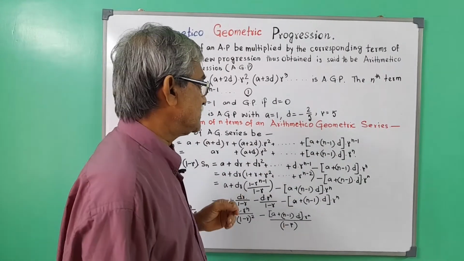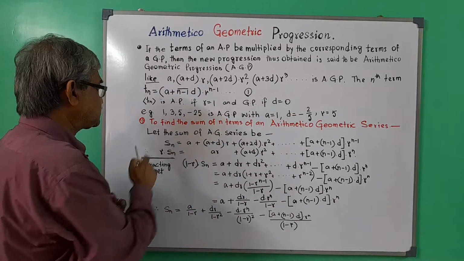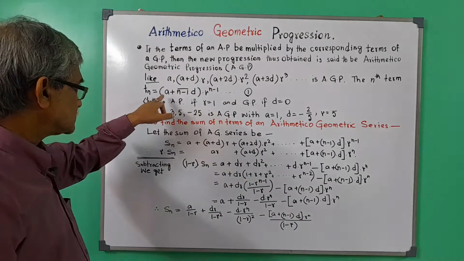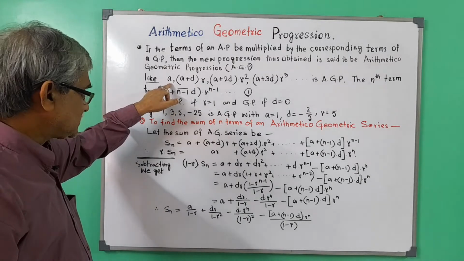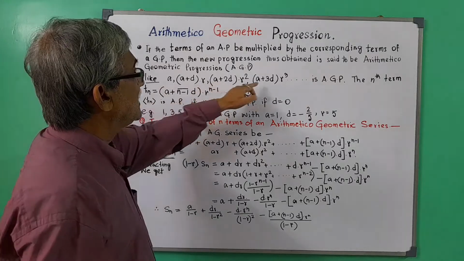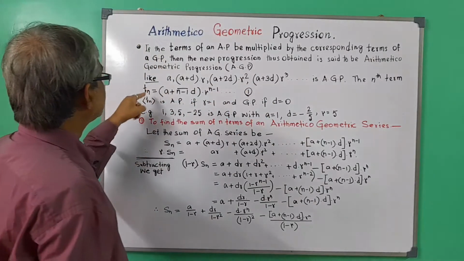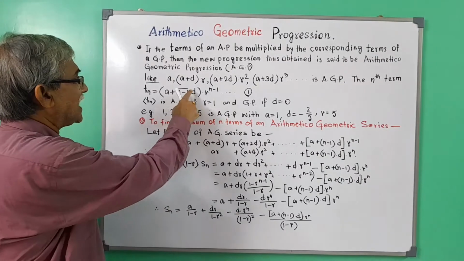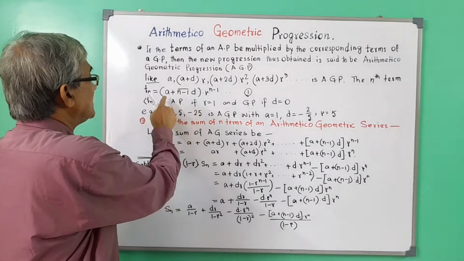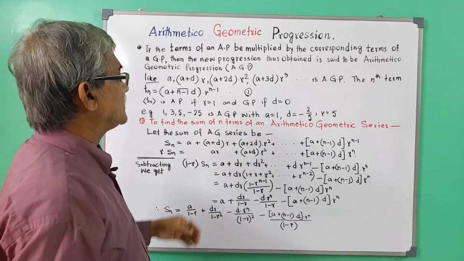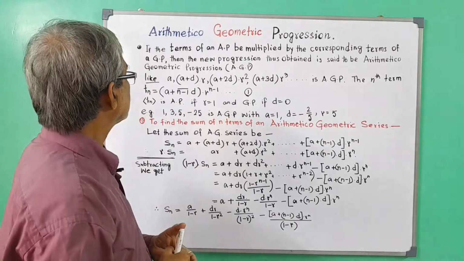This is an AGP. Now, the nth term of this AGP is definitely going to be the product of the nth term of this arithmetic progression, that is a plus d, a plus 2d, a plus 3d, and so on. So, the nth term of this AP will be a plus n minus 1 whole into d. This is a bar, means a bracket. So, a plus n minus 1 whole into d into r to the power n minus 1. That will be equation 1.